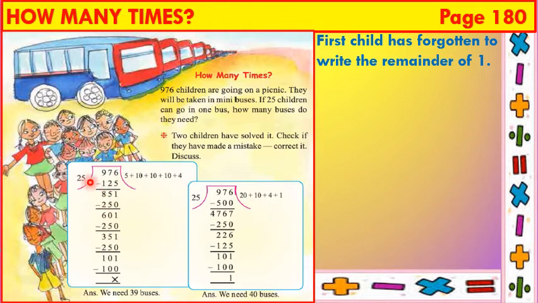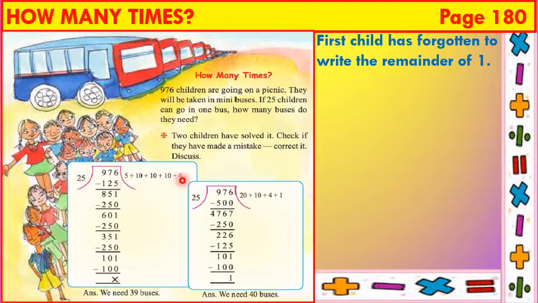Now 25 10s is 250. Now find the difference. 1 minus 0 is 1, 5 minus 5 is 0 and 8 minus 2 is 6. Next, 25 10s again is 250. Find the difference. So 601 minus 250 gives 351. Now again 25 10s is 250. Find the difference. 1 minus 0 is 1, 5 minus 5 is 0, 3 minus 2 is 1.